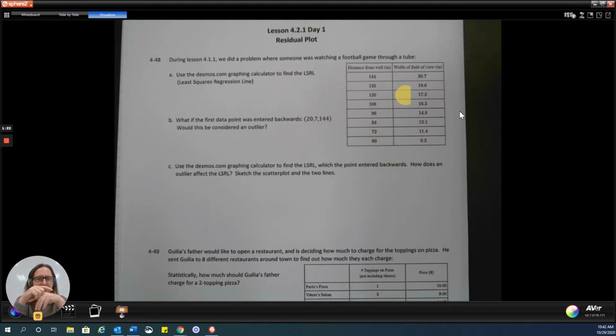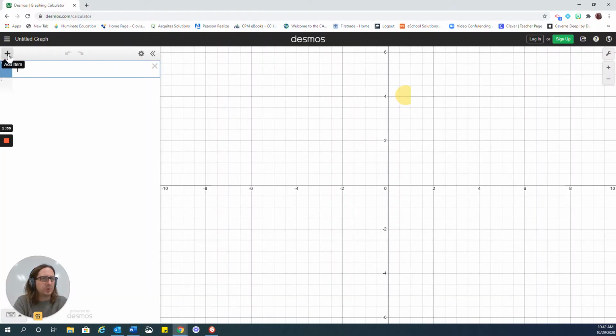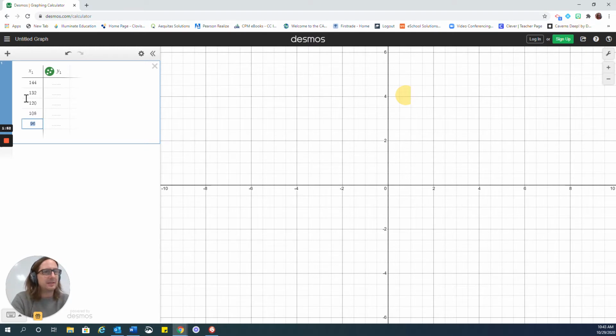So in order to do this, we probably need to go back to our Desmos calculator. So let's go ahead and go to Desmos. And remember, we're going to hit the plus sign, pick a table, and then we're going to put in our data. So my x's are 144, 132, 120, 108, 96, hey, it's going in order, 84, 72, 60.